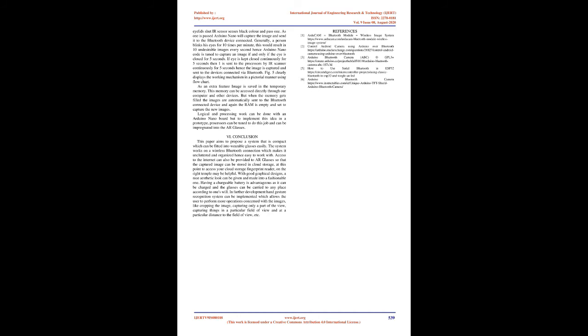Generally, a person blinks his eyes 10 times per minute, this would result in undesirable images, hence Arduino Nano code is tuned to capture an image if and only if the eye is closed for 5 seconds. If eye is kept closed continuously for 5 seconds, then 1 is sent to the processors by IR scanner continuously for 5 seconds, hence the image is captured and sent to the devices connected via Bluetooth. Fig 5 clearly displays the working mechanism in a pictorial manner using flow chart.